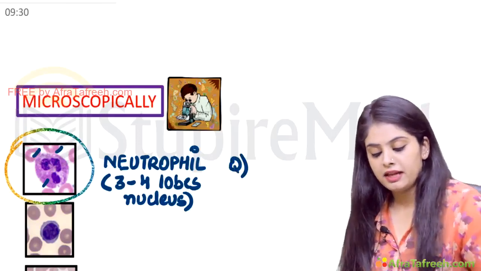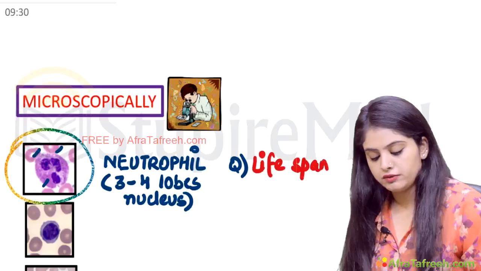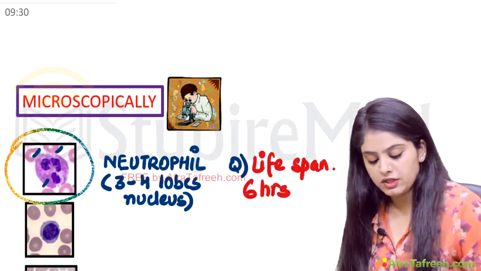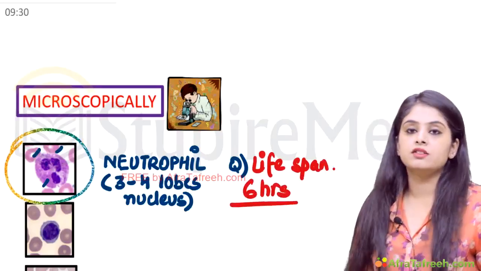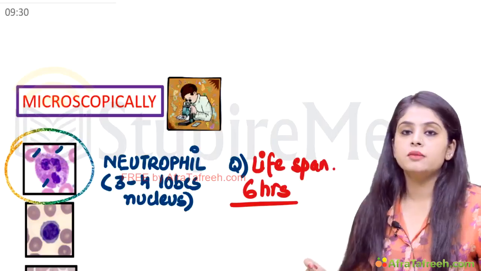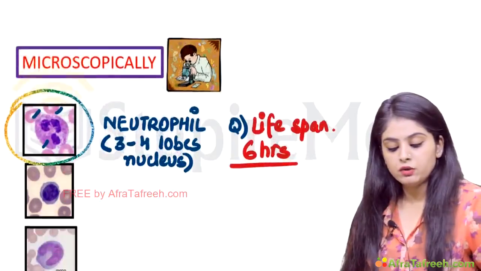One more question that I'm adding on for completion over here that has been asked, what is the lifespan of a neutrophil? And remember, it is 6 hours. Now this question has been asked earlier, students, so you need to know this question. Neutrophil, acute inflammation, lifespan 6 hours. Now moving on to the next cell.